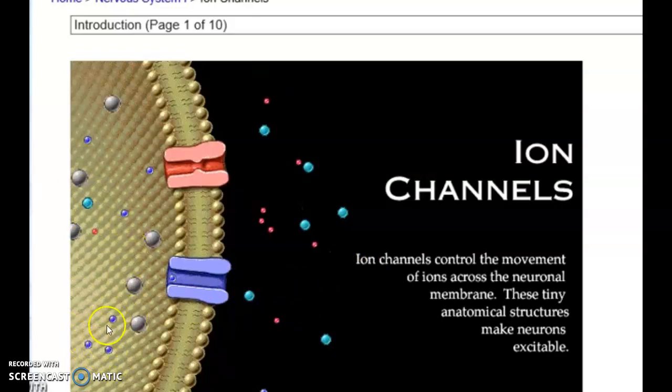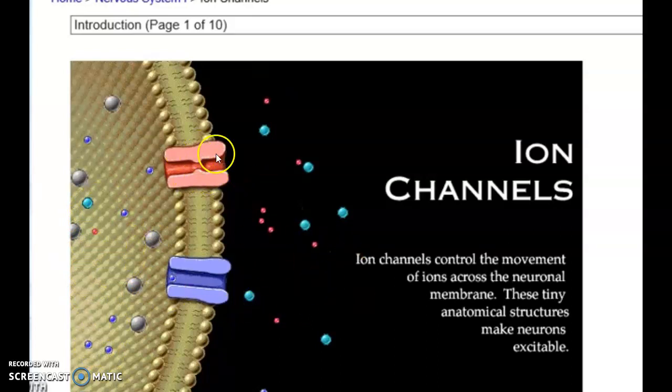If these blue little beads here represent potassium, which we know we have more of inside cells, and I have a potassium leak channel, then they are typically going to leak out of the cell. I'm not saying it's impossible for them to leak in, but they always go in a net movement from a higher concentration to a lesser concentration.